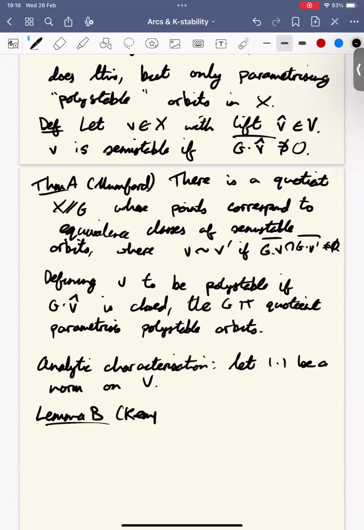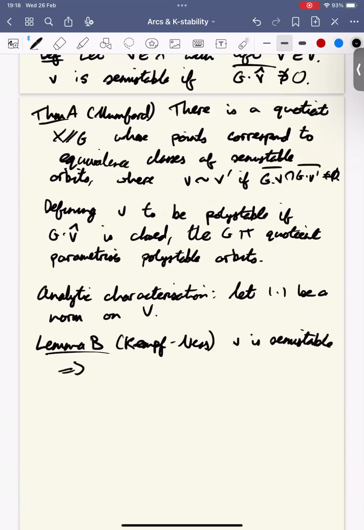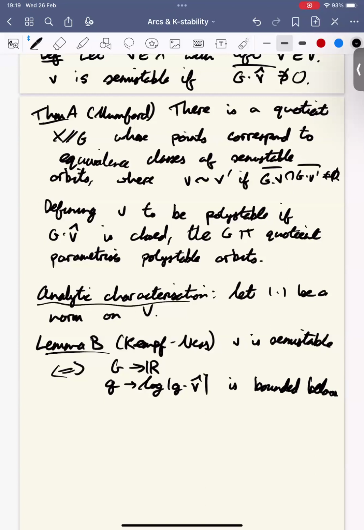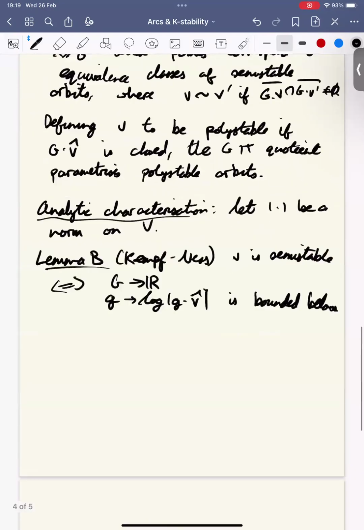due to Kempf. This says that V is semi-stable, although there are versions for stability or polystability, if and only if the function G to R, sending G to the log of the norm of G dot V hat, is bounded below. Remember, V hat is the lift of V to a point in the overlying vector space. This is really not a hard result, which is why I've downgraded it to a lemma. The point is that semi-stability means that the closure of the orbit doesn't contain the origin. If that's true, there is some distance, and that tells you that the log of the norm of that thing is bounded below because the norm has a lower bound strictly greater than 0. That's an analytic characterization, and we also want a numerical characterization that's slightly more straightforward to work with in practice.